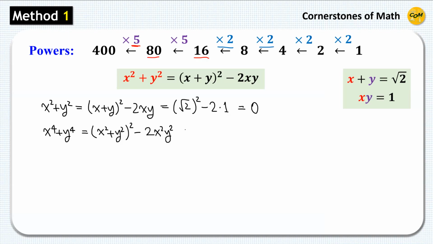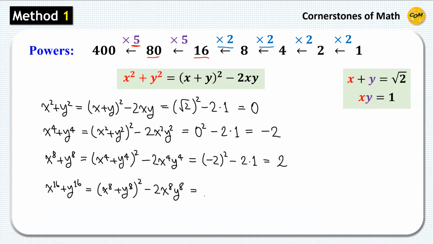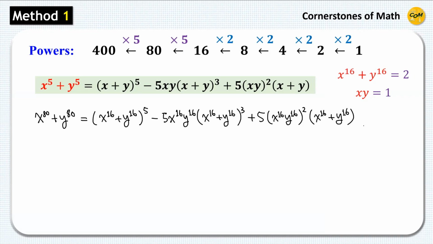And then we compute the 4th power, which gives negative 2. And then the 8th power, which gives 2. And then the 16th power, which gives 2 again. And now it's time to use the 5th power formula. So applying this to obtain the sum of 80th powers, the formula looks like this.